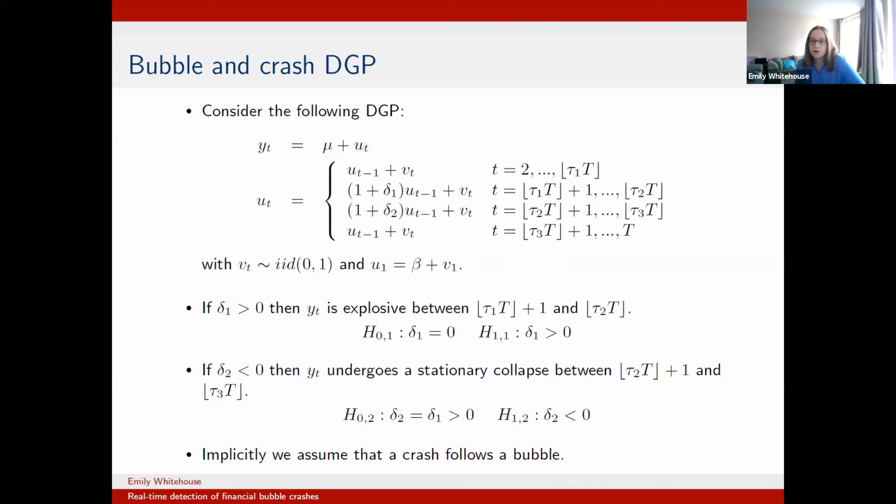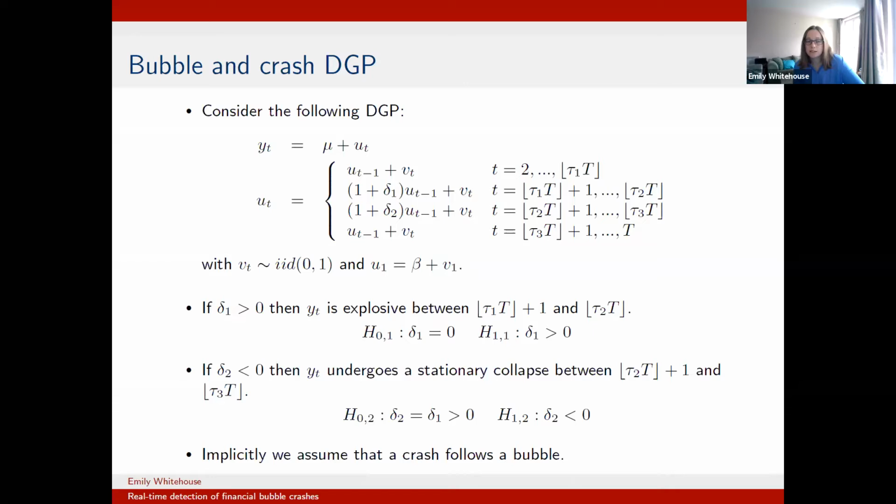So the first set of hypotheses that we're interested in testing is the null that delta 1 is equal to 0 against the alternative that it's greater than 0. And if and only if we're able to reject that null, so we think that we're now in an explosive bubble, we're then going to move on and examine a second set of hypotheses based around delta 2.